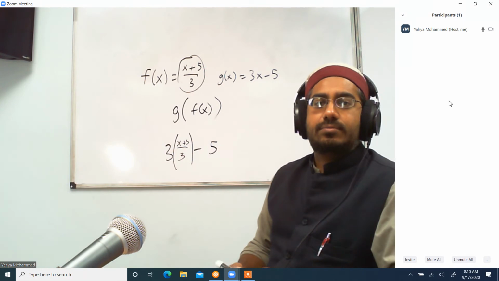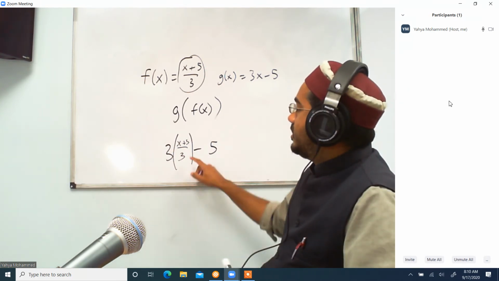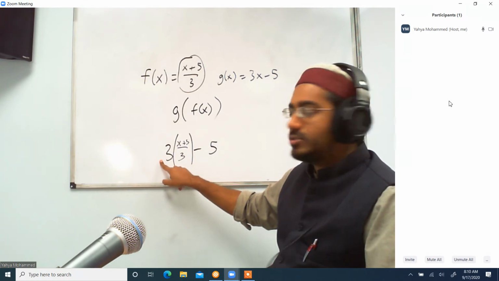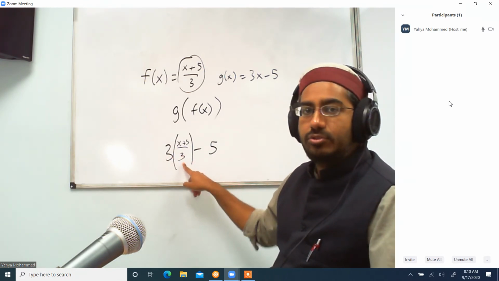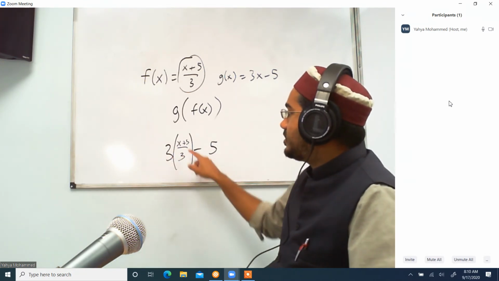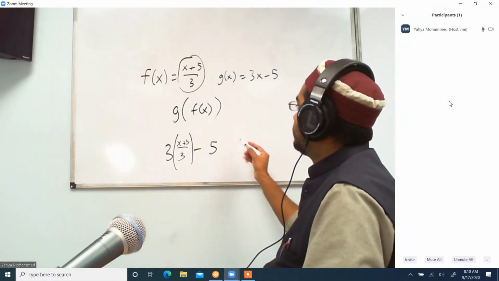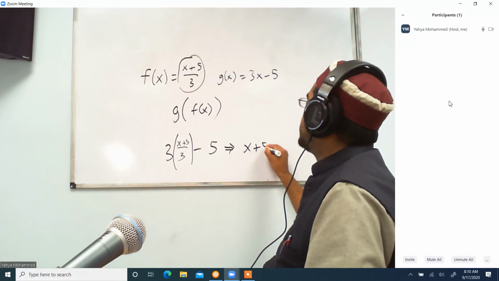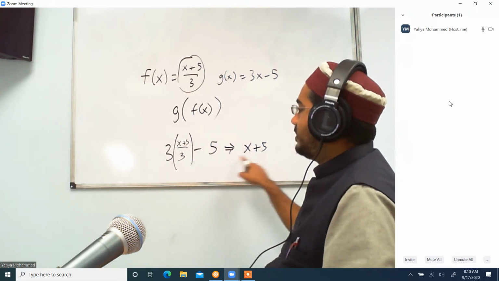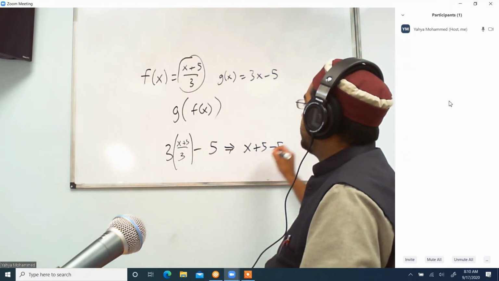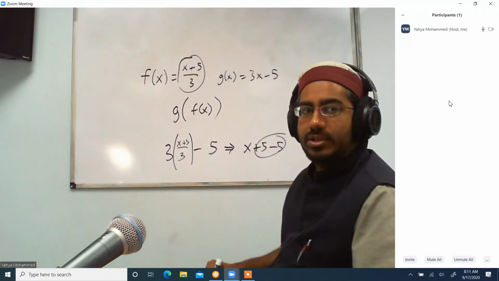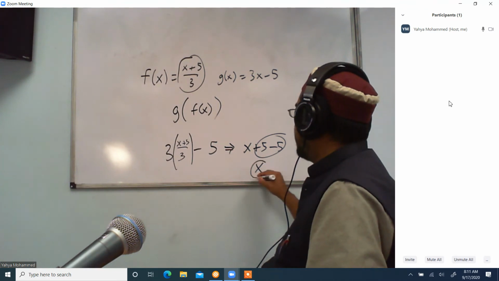So when I do that, what happens? You notice that there's this (x plus 5) divided by 3, and now it's being multiplied by 3. So the times 3 and the divided by 3 are going to cancel out. So you're just going to have x plus 5 on top on that side, and then you have minus 5. So what is x plus 5 minus 5? These two go away, right? 5 minus 5, and you just have x left.